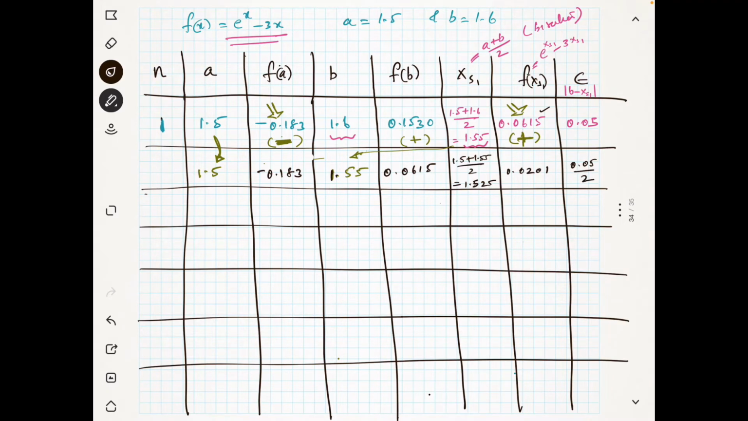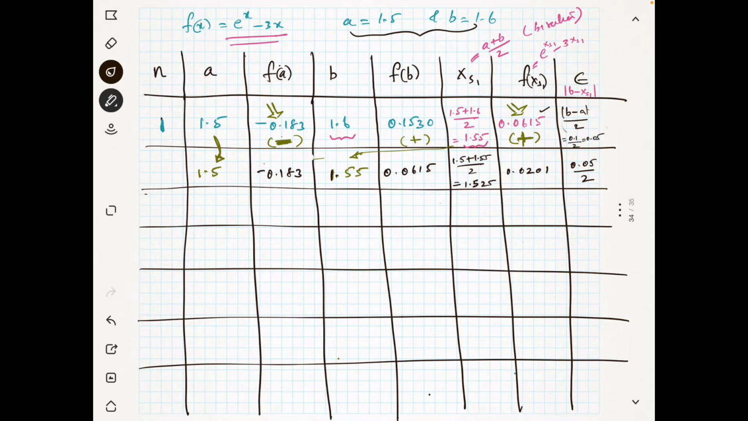So what is this value? I can write this value as your initial (b minus a) by 2. That means I can write the 0.05 in another way. It is the absolute value of b minus a divided by 2. So this is nothing but 0.1 divided by 2, which is equal to 0.05. I will write it here.